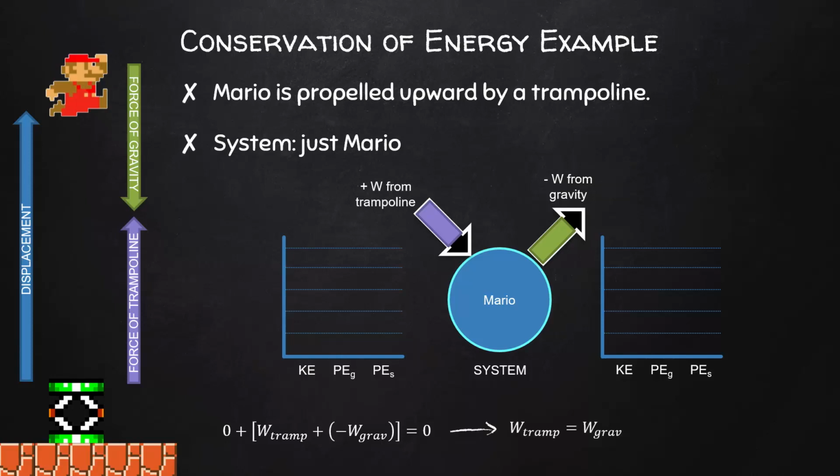We can rearrange this to simply say that the work done from the trampoline is equal to the work done by gravity. We know the equations for each of these things. The work done by the trampoline, which we'll assume is basically like a big spring, is 1/2 kx squared, and the work done by gravity is the force of gravity times the change in the height.